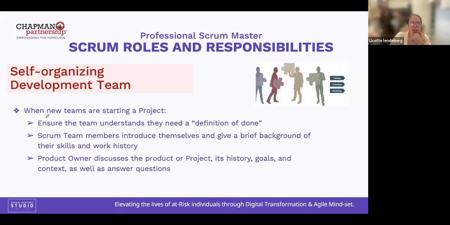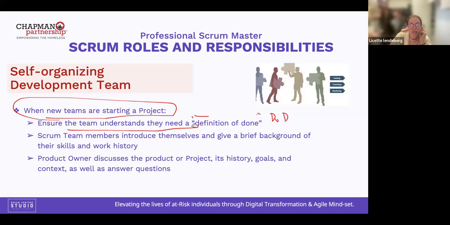Self-organizing development team: when a new team is starting a project, pay attention, because that is not traditional. We ensure the team understands they need a definition of done. Remember my daughter cleaning the room? We need to specify what done is, including what steps. So this is the definition of done. When you see DOD, it is the definition of done. It provides transparency in the execution.